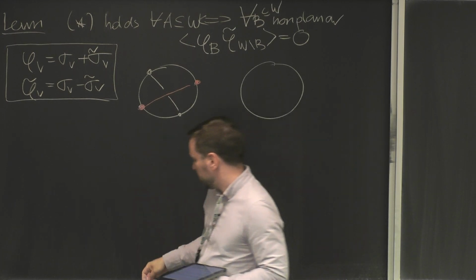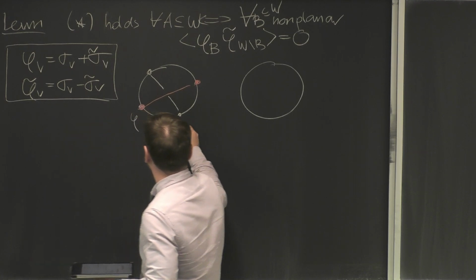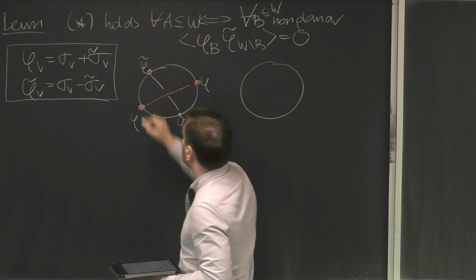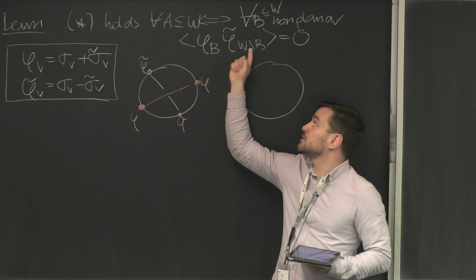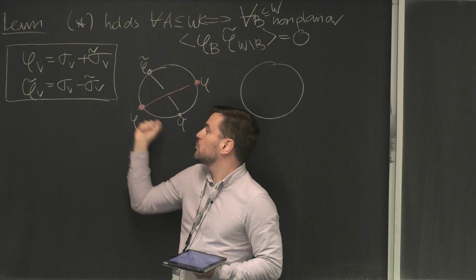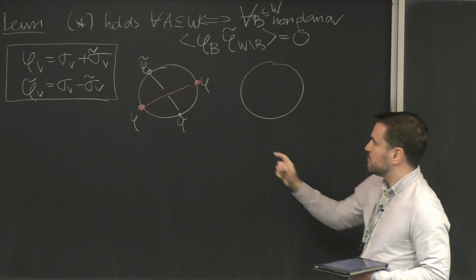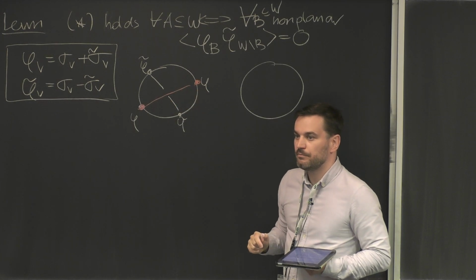So if I put an insertion of phi here, phi tilde there, phi here, phi tilde there, and if the product in expectation is 0, it actually means that the sigmas on these four points satisfy the Pfaffian rule. Because for four points, that's the only non-planar set.